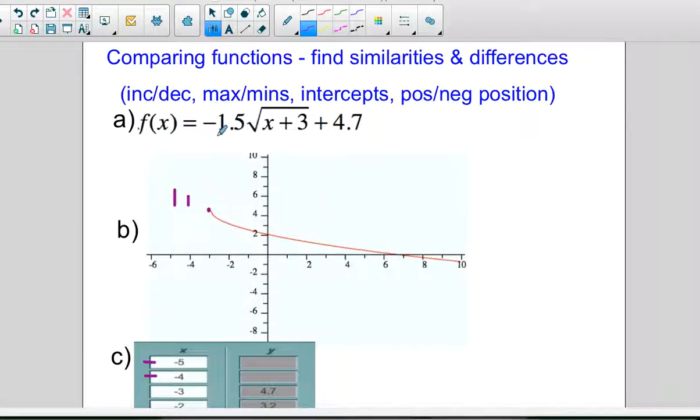And then this one, see if this one's the same. This, if you remember from back in Unit 1, +3 on the inside means left 3 units. Plus 4.7 on the outside means up 4.7 units. So this is left 3, up 4.7. The negative means the square root is reflecting down, and the 1.5 just means it's being stretched. So you can start to figure out that, okay, this is actually the same thing as well. So these are all the same.